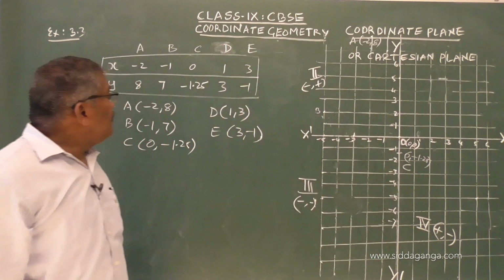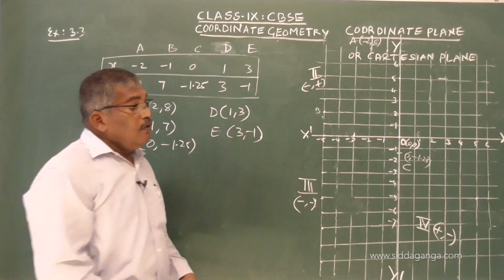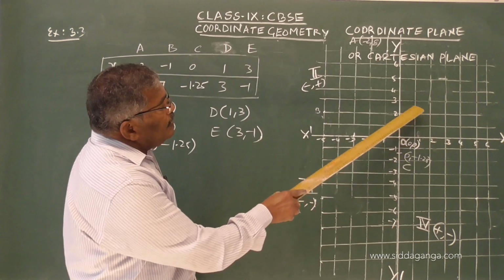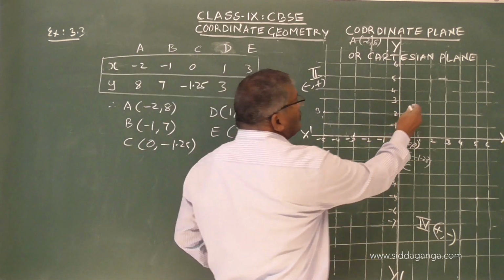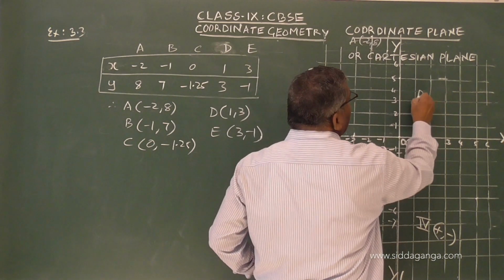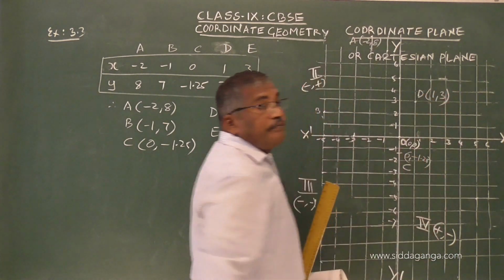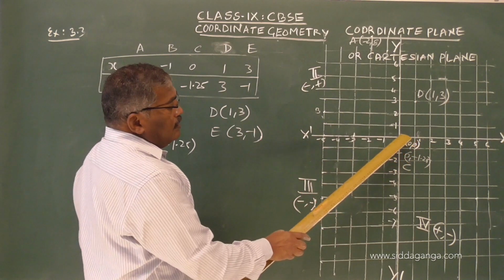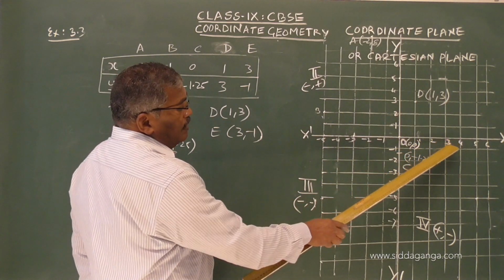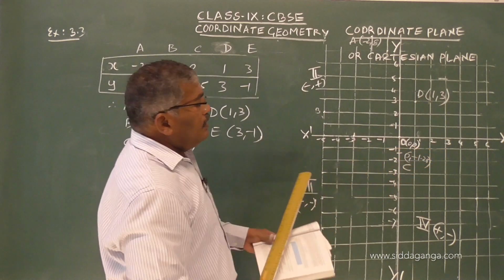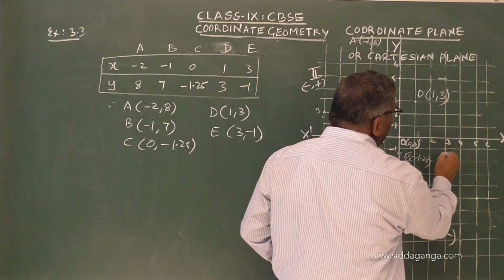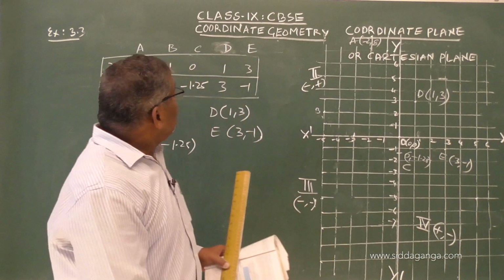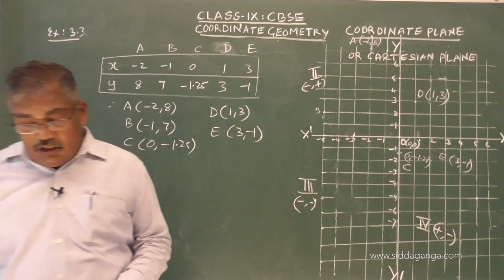Point D is (1, 3). This is 1 in the positive direction, 3 in the positive direction. So this is the location. This is D. And finally (3, -1). So 3 is positive 3 from here to here and -1 is down below that. This is point E. If you mark these points, the exercise is over. So this is what you have to do.